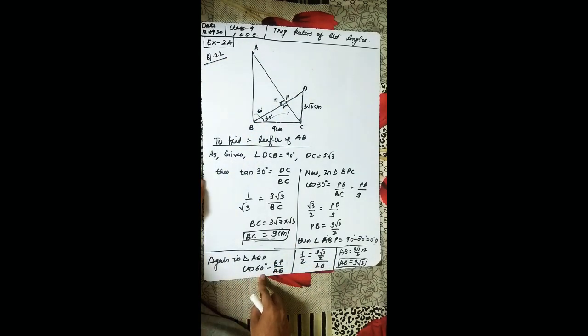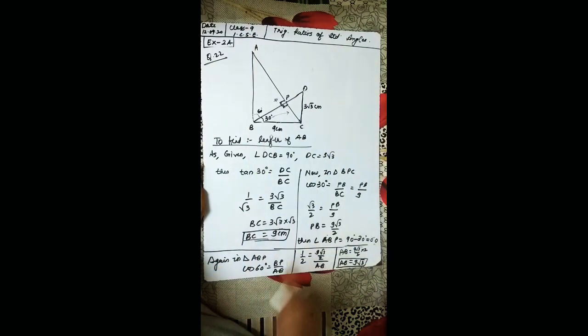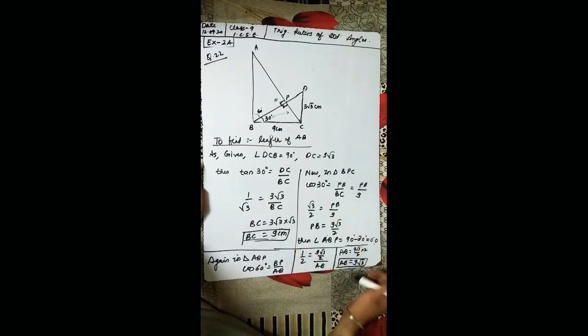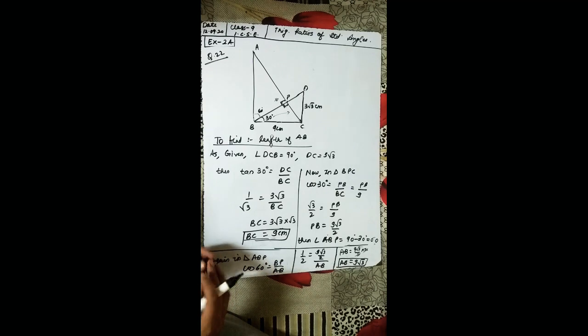So cos 60 degree is equal to BP upon AB. BP is 9 root 3 upon 2. AB we need. Cos 60 degree is 1 upon 2. Take AB that side and 2 that side. So AB equals 9 root 3 upon 2 into 2. Cancel this 2 with this 2. You will get 9 root 3 as the final answer. So that is how we have completed this exercise.